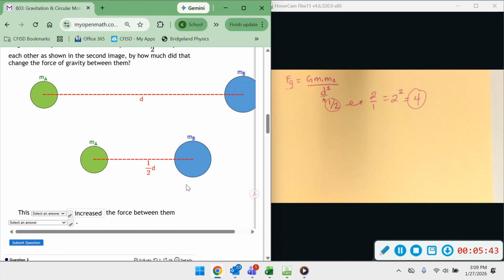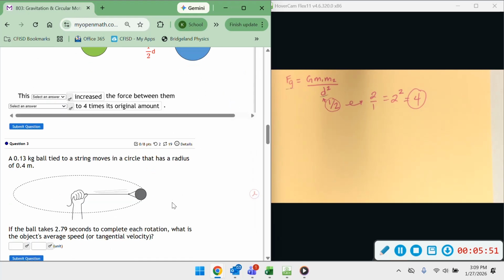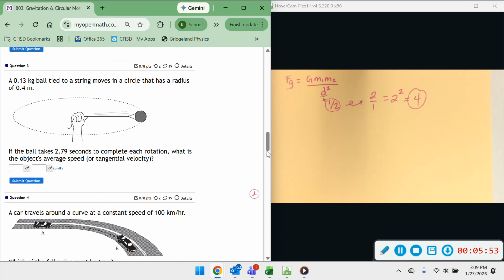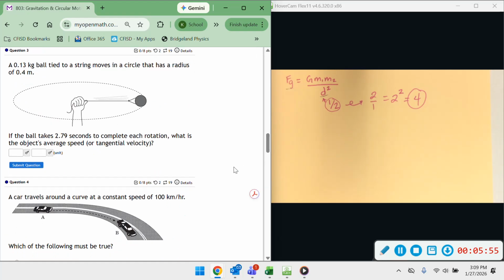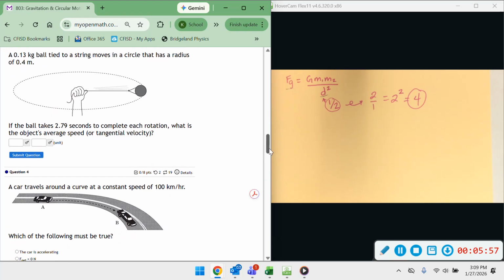So this increased the force by a factor of 4 times its original amount. And that's what you should have for number 2. All right, number 3. Number 3 is yet another example of an object in uniform circular motion.